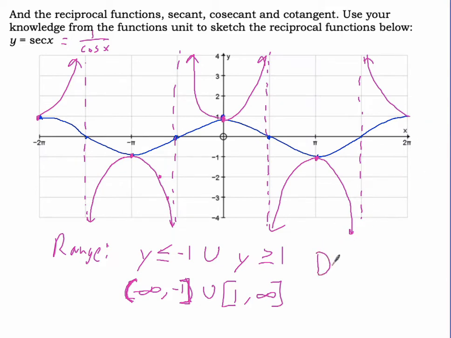The domain is all x except for the set of numbers that are multiples of pi over 2, right? This is pi over 2. This is 3 pi over 2. So multiples of pi over 2, we can write it as pi n over 2, where n is an integer, right? That's how you write multiples of pi over 2.